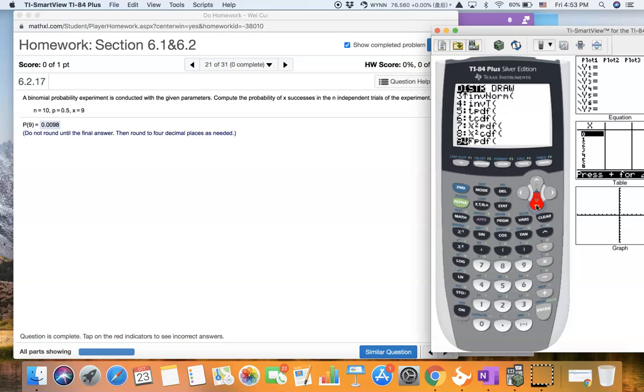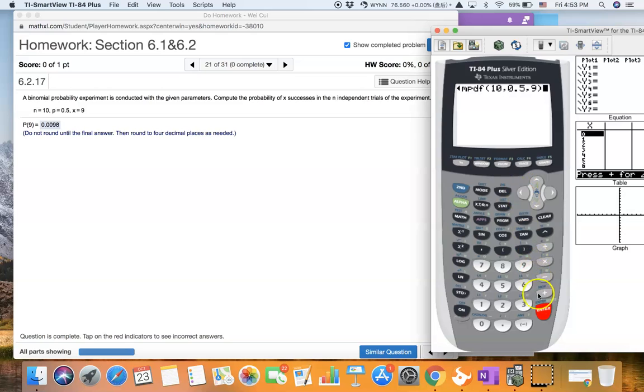To find the distribution for the binomial, which is this. The binomial PDF, and I select that. So the trials, the number n, is 10. I press enter, and the probability is 0.5, and the x value is 9, and then I press enter.